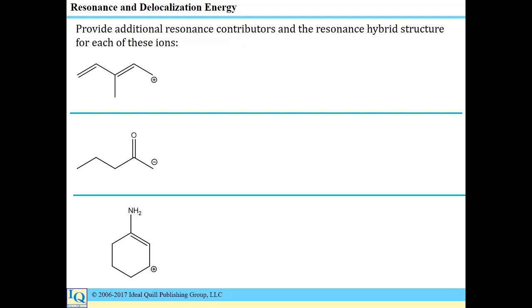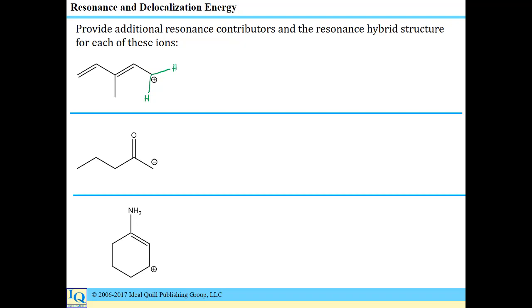We'll start out with a cation at the top of the page. Now, if you have a positive charge on a carbon atom, remember that this carbon atom will only have 3 bonds, formal charge of +1, no lone pairs. This is a site to which electrons would be attracted because of the positive charge on the carbon.